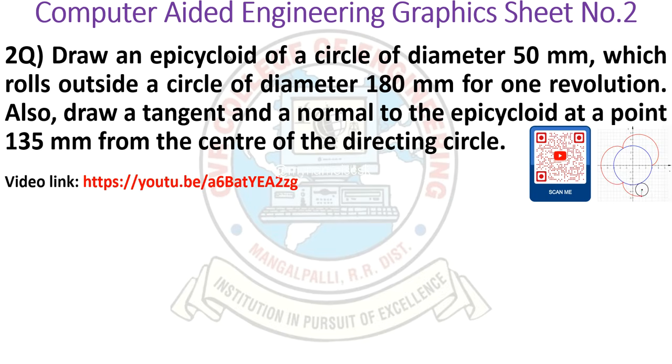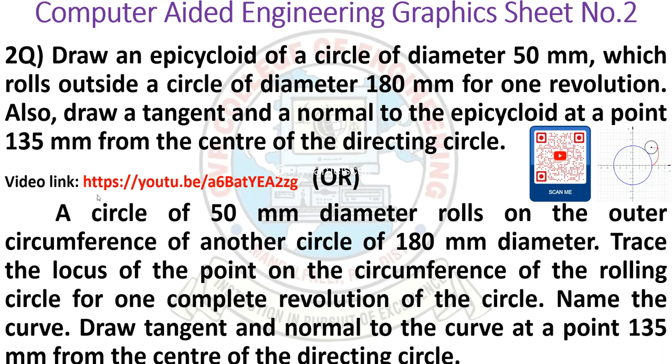In this problem, the smaller diameter is 50 mm and the larger diameter is 180 mm. The smaller circle rolls outside, so we have to draw the tangent and normal at 135 mm from the center of the directing circle. This is our directing circle, and based on this direction, the generating circle will roll. From the center of the directing circle we take a 135 mm radius and cut the point.